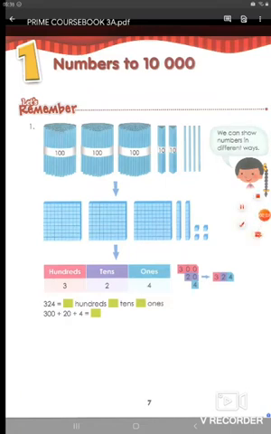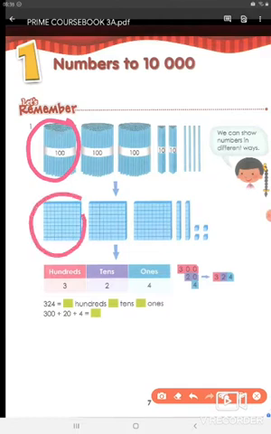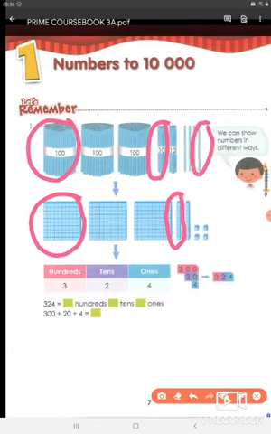So let's remember that we have hundreds, tens, and ones. Let's look at this bundle over here. Can you see there's 100 straws there? It can also look like 100 squares. In this bundle there's 10, and there's 10 squares and 1 straw, 1 block.